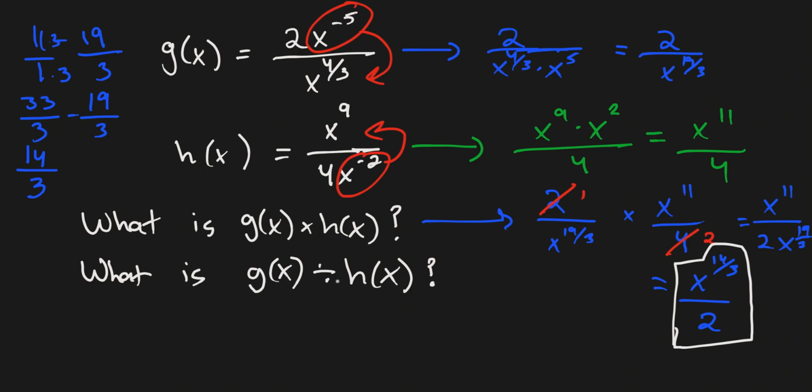All right, so the next one is this one. Let's do this one in green. I'll do this down here. So g of x is 2 over x to the 19 by 3, and then we have divided by h of x, which is x to 11 by 4. But what I'll do is I'll just multiply by the reciprocal. So that's 4 over x to the 11th power. So that was multiplying by the reciprocal.